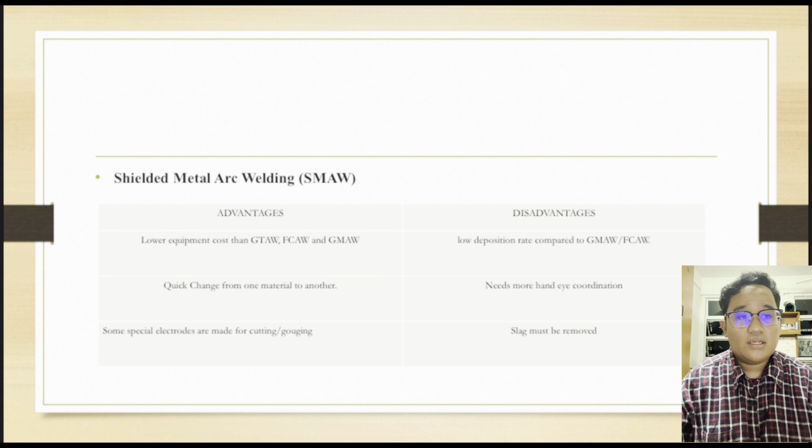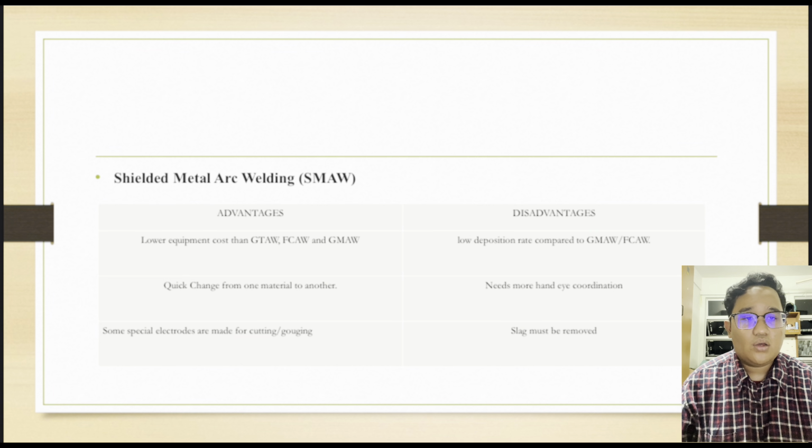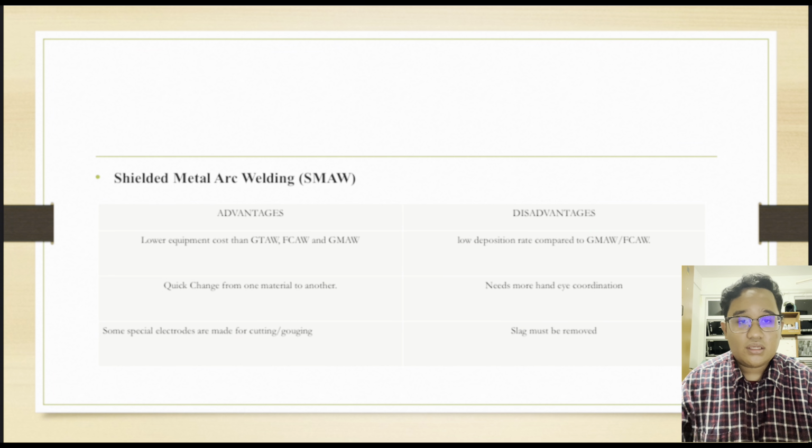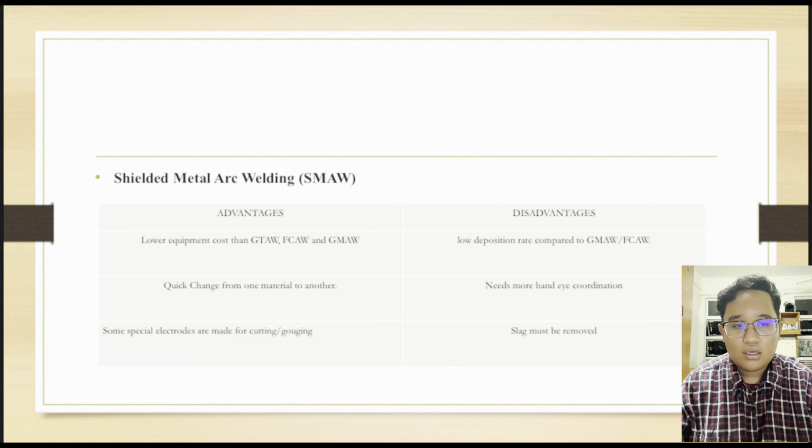Next, advantages and disadvantages for shield metal arc welding. SMAW advantages: lower equipment cost than GTAW, FCAW, and GMAW. Quick change from one material to another. Some special electrodes are made for cutting and gouging. Disadvantages: low deposition rate compared to GMAW and FCAW. Needs more hand-eye coordination. Slag must be removed.